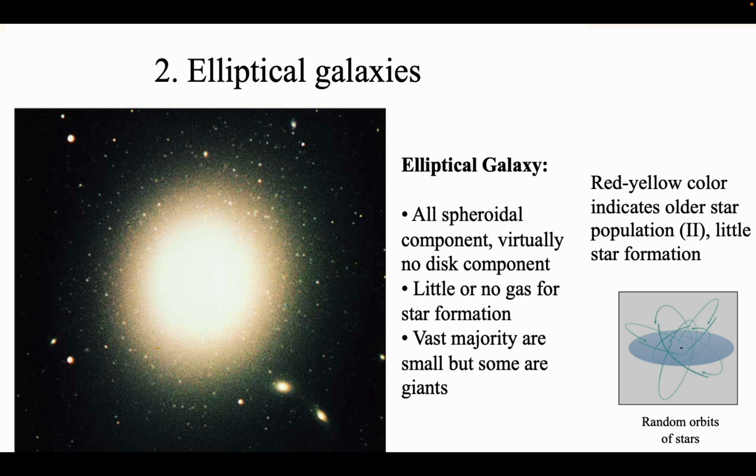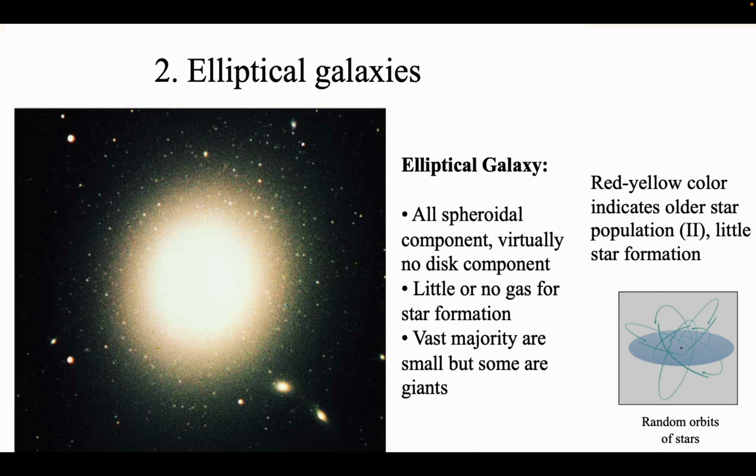And for the elliptical galaxy, the star formation rate is very low. There is no or little star formation, you can say. Sometimes they contain fuel, but the fuel cannot efficiently form stars. The vast majority of ellipticals are small in size, but there are a few giant ellipticals.